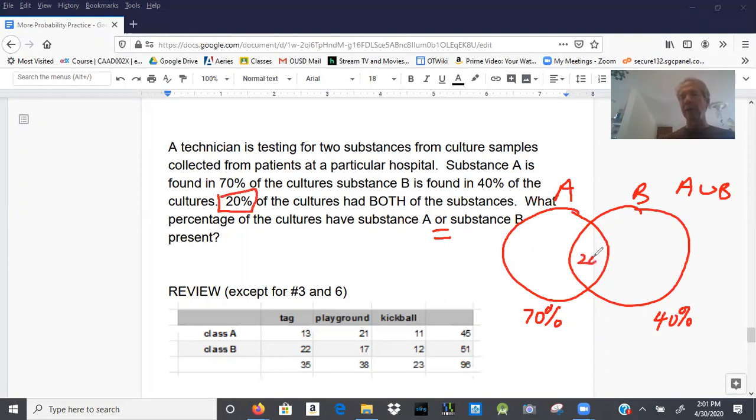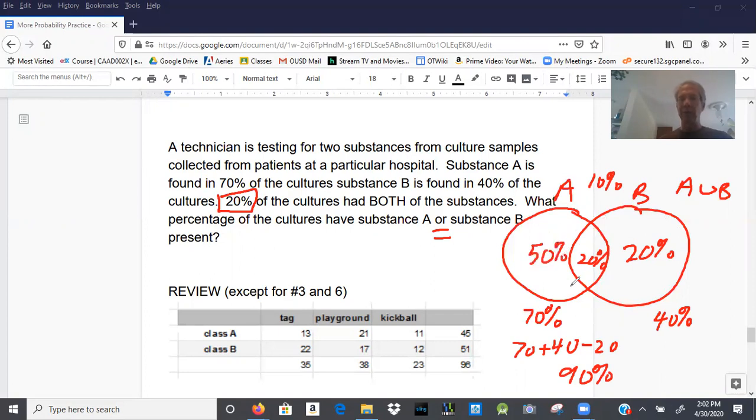So there's 20% in the middle, which means I can say it's 70 plus 40, which is more than 100. So I know that's not going to work, but then when I subtract out the 20, I'm like, oh, almost all of them, except for 10% that are outside, have one of these two substances in them. 20% have both. If I break this down, there's 20% with just substance B, and there are 50% with just substance A. And then 50 and 20 and 20, oh, there's my 90.